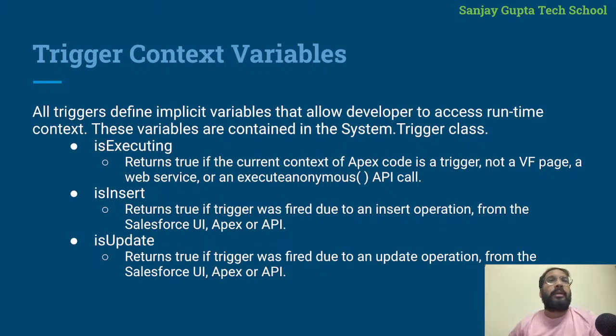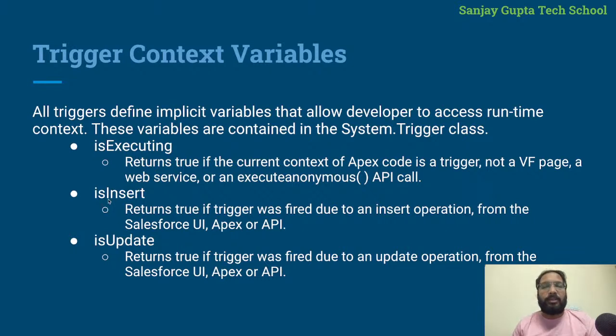All triggers define implicit variables that allow developers to access runtime context. These variables are contained in the system.trigger class. So basically we have a class that is system.trigger, and we'll be using this. Here you can see we have lots of context variables. So is executing, is insert, is update. Is executing means whether your Apex code is initiated through a trigger or something else, so that we can test using is executing, right?